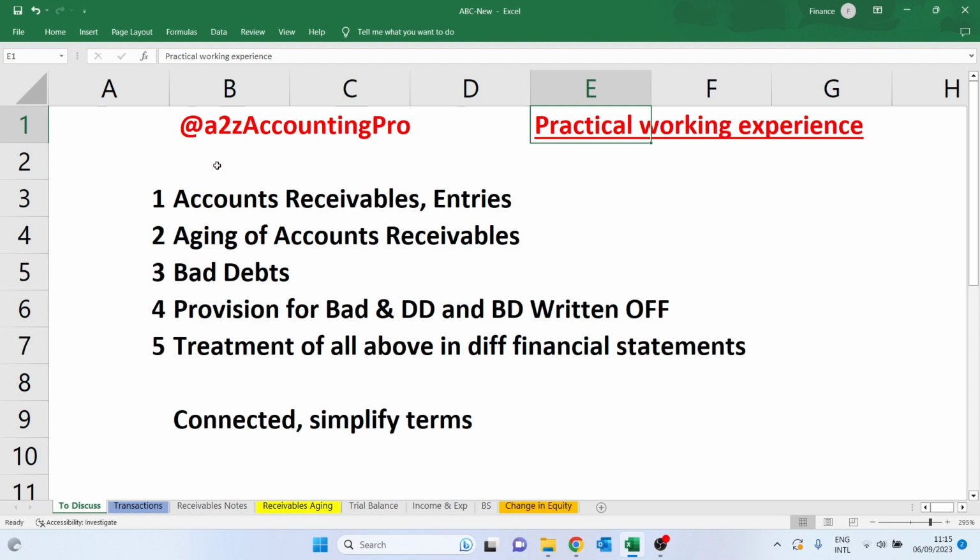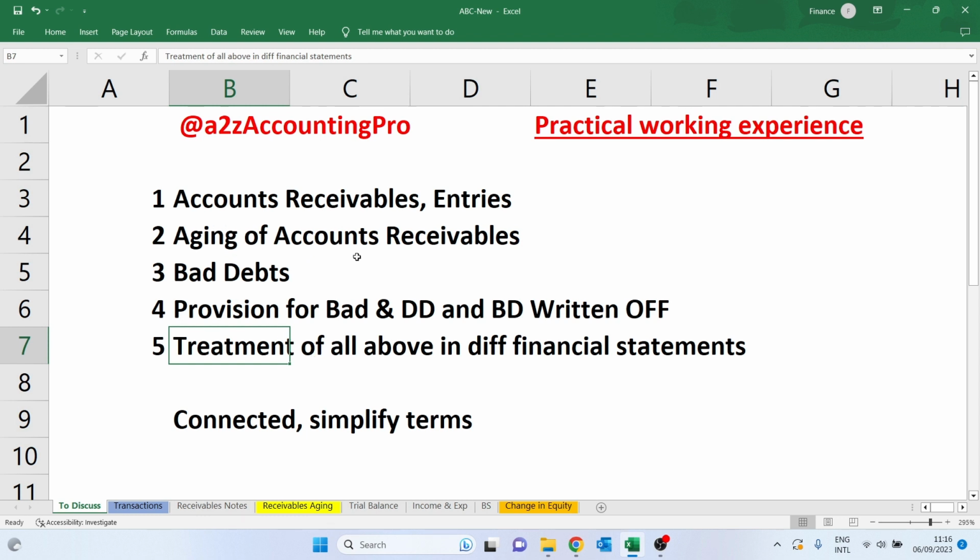So today we are going to discuss accounts receivable entries and aging of accounts receivables, and bad debts, what is bad debts, and provision for bad debts and provision for bad and doubtful debts, and the return of bad debts, and treatment of all the above in the different financial statements.